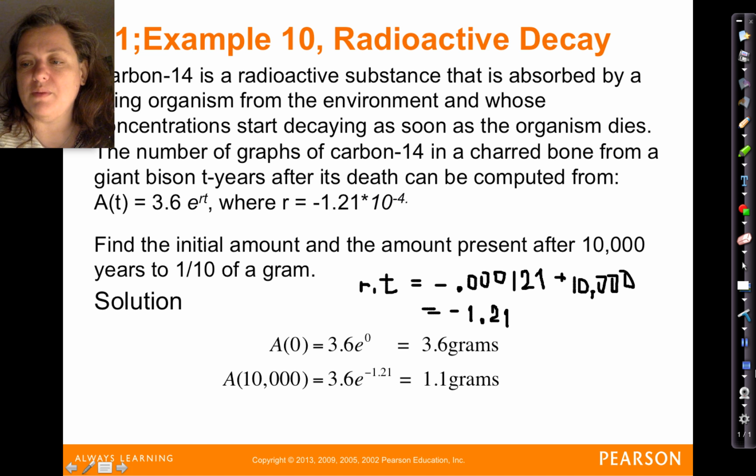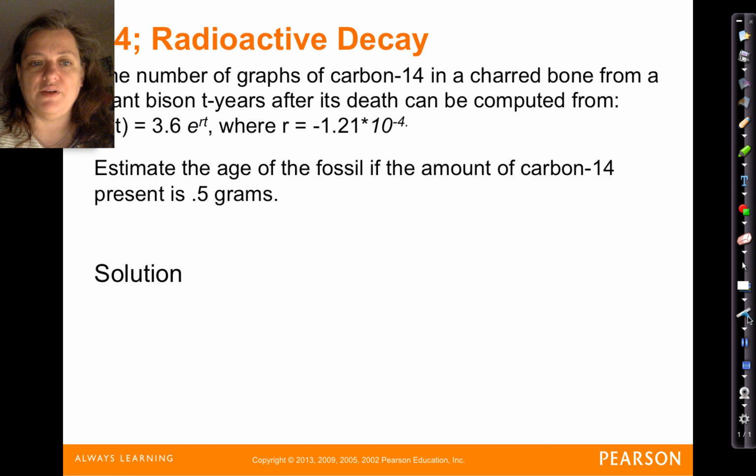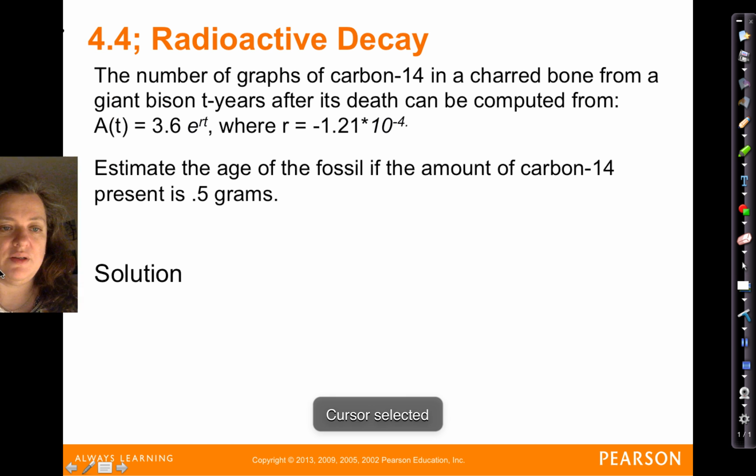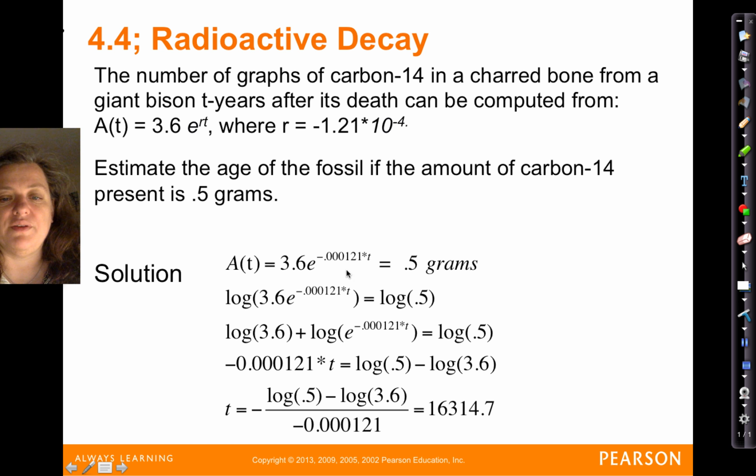Right, so the next problem is going to play a very similar game but backwards. Now we're going to estimate the age of the fossil. We have exactly the same model, and now we know that there's only half a gram left. So we want to know how old the fossil is. So what we have is this, and it equals 0.5, half a gram, right?